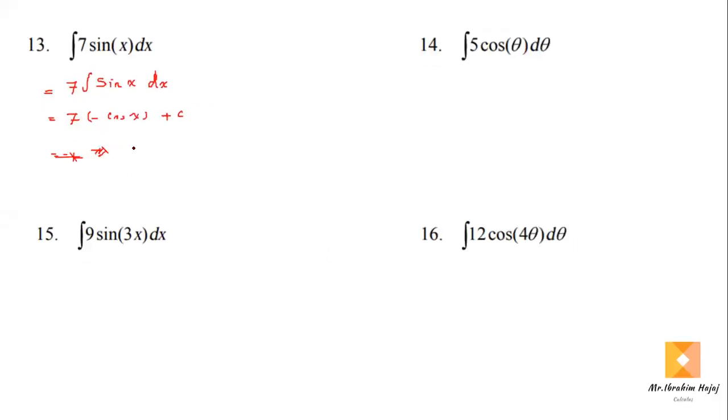Okay, it's what here? You see my screen, guys? Negative 7 cosine x plus c. Okay.